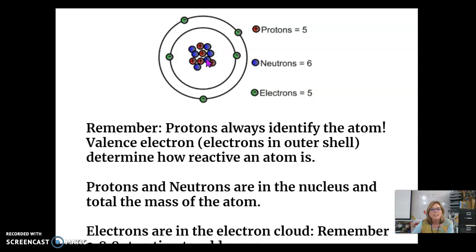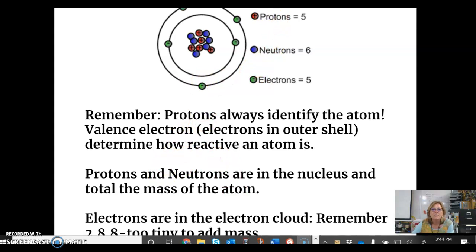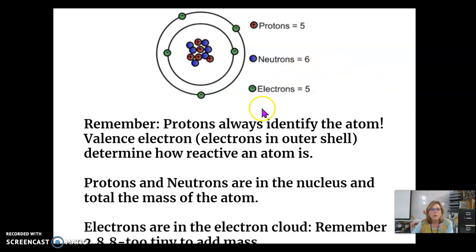Electrons in the outer shell are called valence electrons, and that tells us how reactive the element will be. And we'll deal with that more when we go over the periodic table next time. Protons and neutrons are found in the nucleus of the atom, and remember, that's where all the mass is. The electrons are in the electron cloud, and remember, they go 2, 8, and 8. We've only learned the first 3 levels, and they are too tiny to add mass, so we're not going to add those to anything. So that's our quick review.